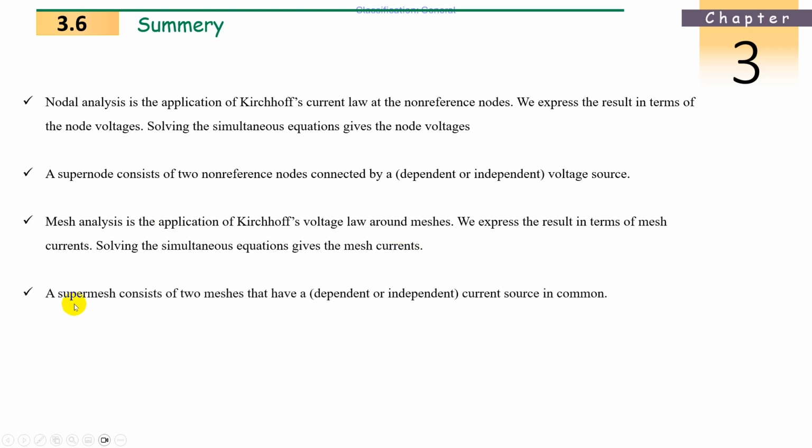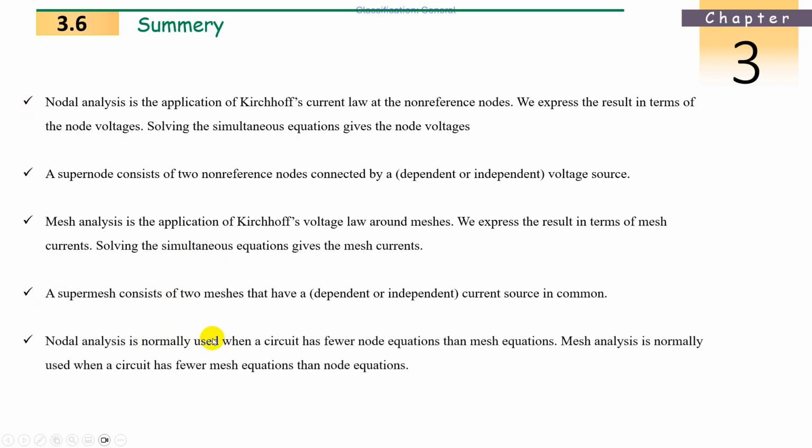Now, super mesh. A super mesh consists of two meshes that have a dependent or independent current source in common. Node analysis is normally used when the circuit has fewer node equations. Fewer nodes, 2 or 3 nodes, we use node analysis. Mesh analysis is normally used when the circuit has fewer meshes, meaning loops are very few. Then we use mesh analysis.